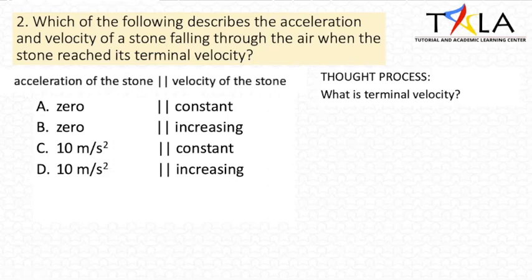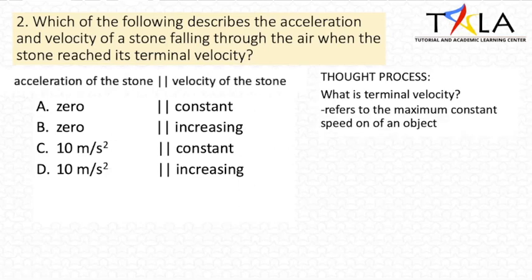First, we have to define what is terminal velocity. Terminal velocity means it is the maximum constant speed of an object. Maximum constant speed. Ibig sabihin, constant, hindi na nagbabago yung speed niya. And that is the highest that an object can go, the fastest an object can go. Diba? So that's maximum constant velocity.